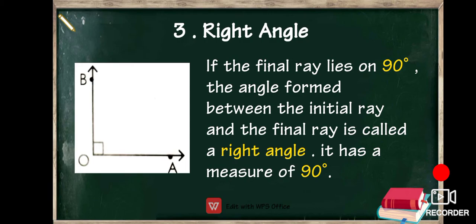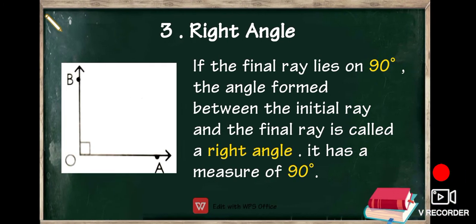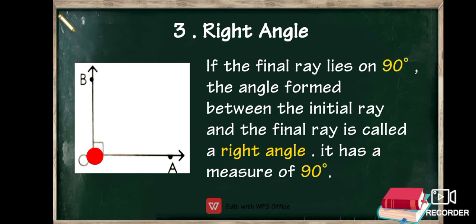You can see in this image, here is an initial ray and here is a final ray. You can see a small square box, right? This is measured by 90 degree. You can use a protractor and measure, and see a right angle measures accurately 90 degree. So that is known as a right angle. Now we can move on to the next type of angle. I hope you understand the right angle.